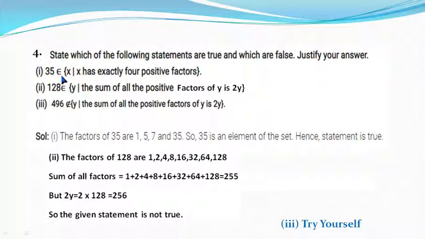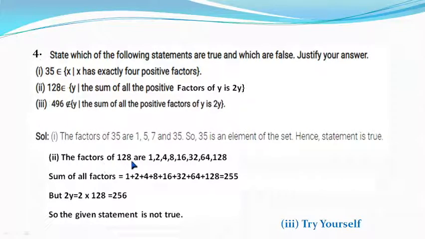First part says 35 belongs to this set X, where X has exactly 4 positive factors. So let's check the factors of 35. Factors of 35 are 1, 5, 7 and 35. So 35 is definitely an element of the given set and the statement is true. Second part, 128 belongs to this set Y, the sum of all positive factors of Y is 2Y.